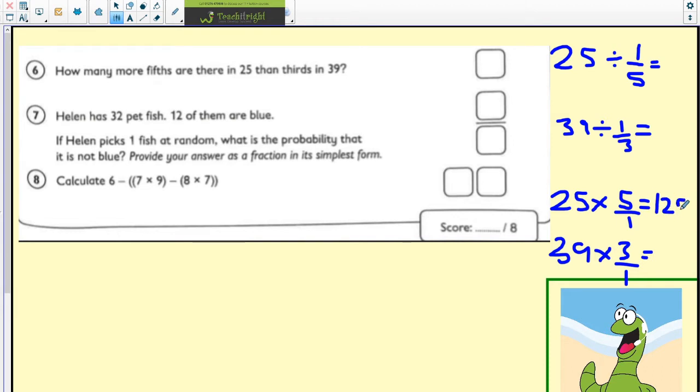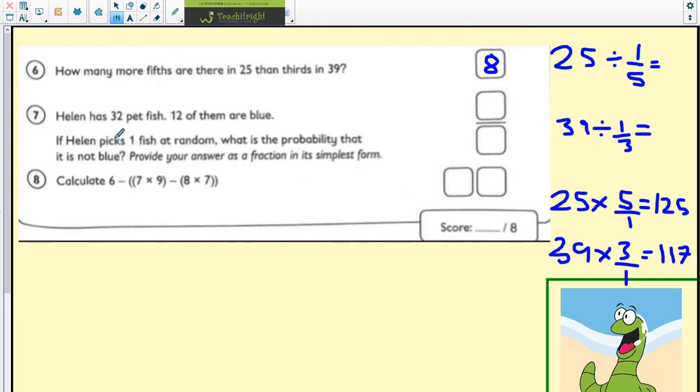And what this means is I have to do 25 times 5, because dividing by 1 doesn't do anything, so 125. And then 39 times by 3, which is a bit harder, 117. So how many more are there? Well, that's the difference, and the difference is 8. Okay, so that's how we work out how we do dividing by fractions. I think they call it keep, flip, change. Keep, change, flip.